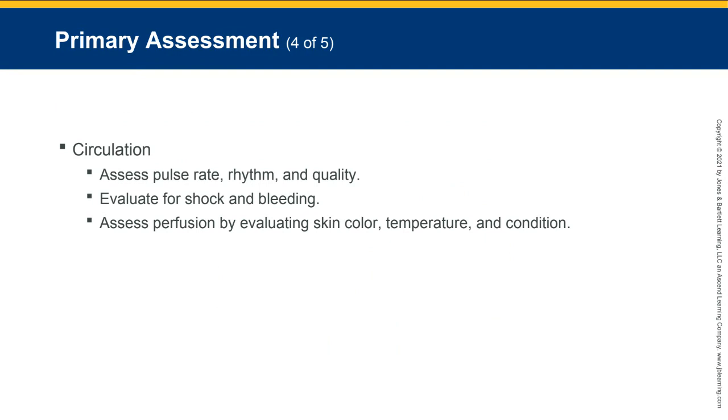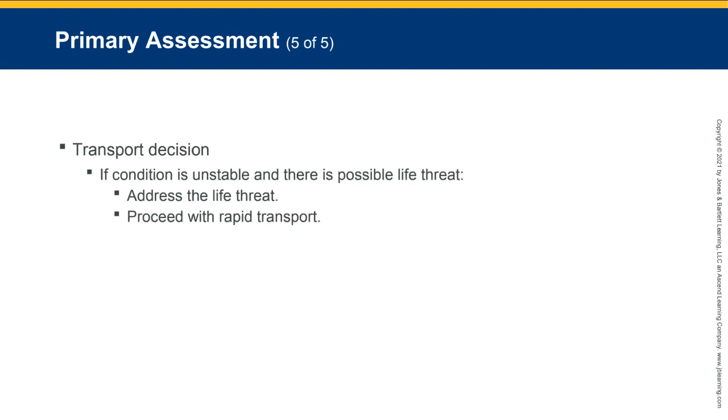For circulation, assess pulse, rate, rhythm, and quality, or rate, rhythm, and strength. Evaluate for shock and bleeding. Assess perfusion by evaluating skin color, temperature, and condition. After you have completed your ABCs and you have addressed your life threats, you should know at this point what is your patient's GCS. Now is a good time to check your pupils as well.